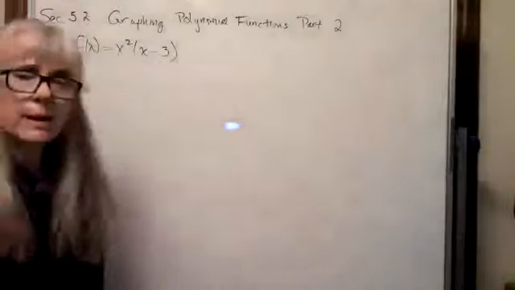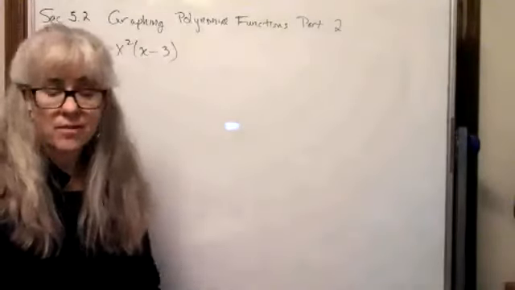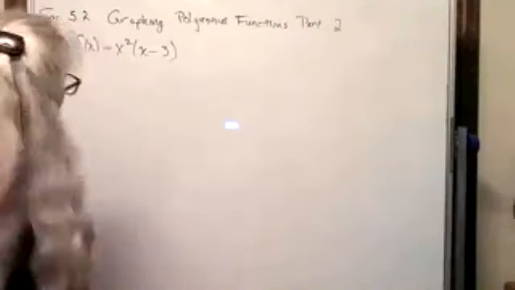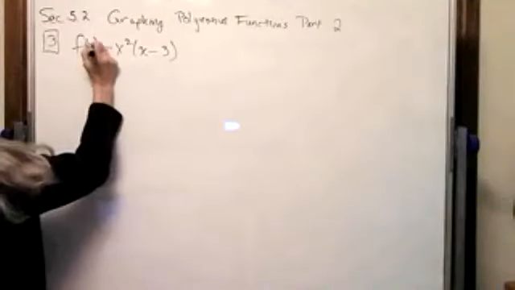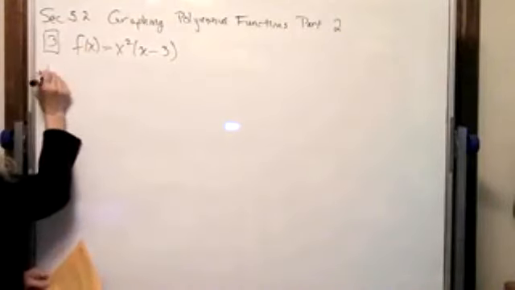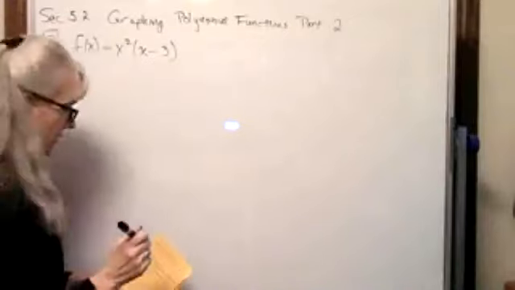So in example 3, we're actually going to pull the information together and graph the polynomial function. This is part 2 of section 5.2. So our polynomial function this time is f of x is equal to x squared times x minus 3. So the very first step, according to your book, is to come in and to talk about the end behavior.